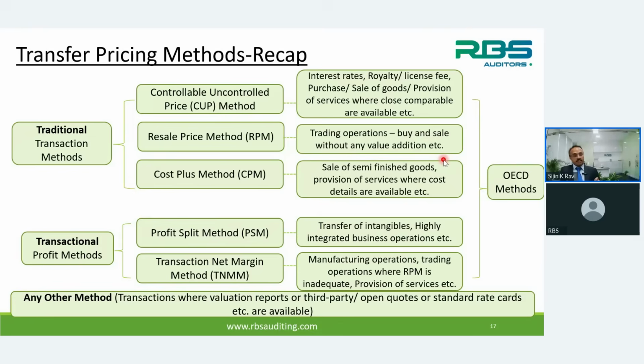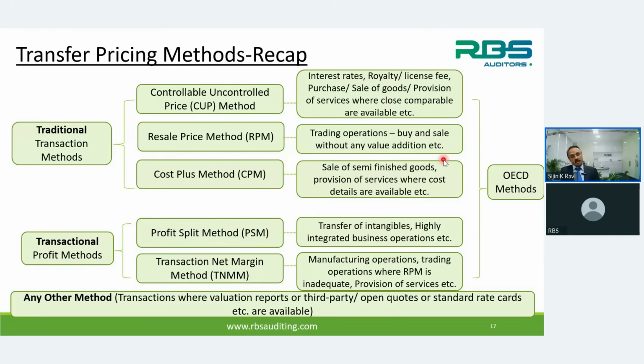The PSM is purely for intangibles, highly integrated business operations. For manufacturing operations, it is the transactional net margin method, that means TNMM, and on that basis it is calculated. So these are the 5 methods for transfer pricing.